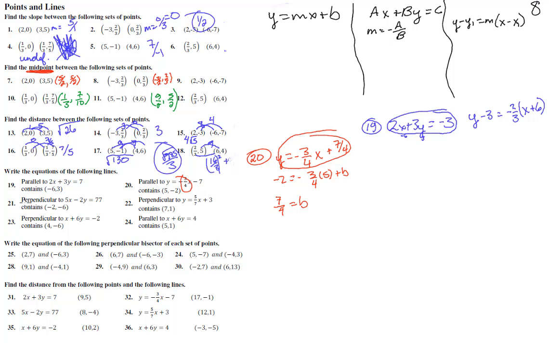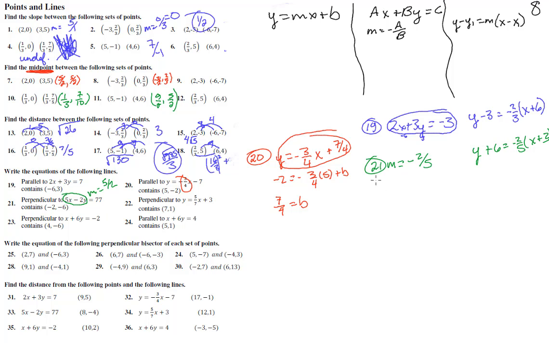Number 21, perpendicular to 5x minus 2y equals 77. Notice this one has the slope of 5/2. So we would need to go perpendicular to it. So we want the slope on number 21. We've got to have the slope as a negative 2/5. So if we were to use this one, we'd say y plus 6 equals negative 2/5 times x plus 2. And that's the slope, the point slope form.